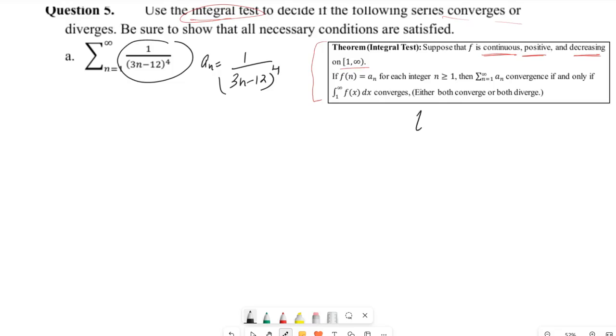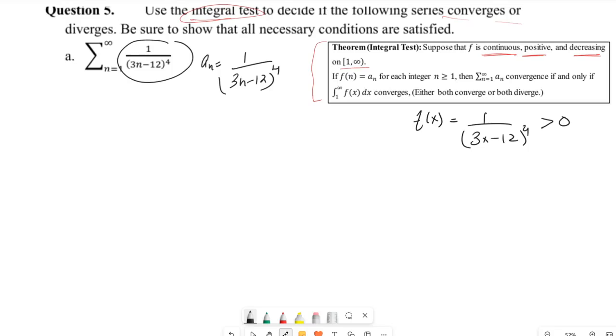So using a_n, we can write it in terms of x to write the function 1 by (3x minus 12) to the power 4. Clearly, it's a fraction, with only a numerator and a denominator, and the power is even. So it's always going to be positive no matter what, because the power is even, right? So that's the first thing.